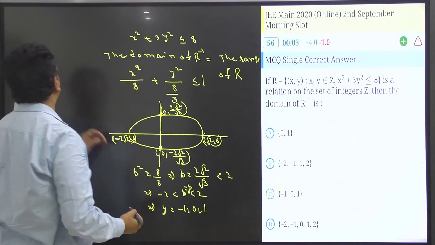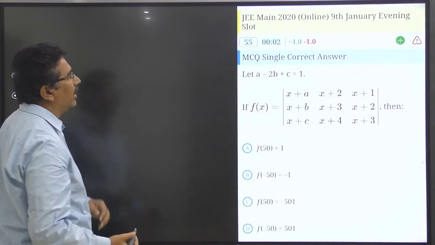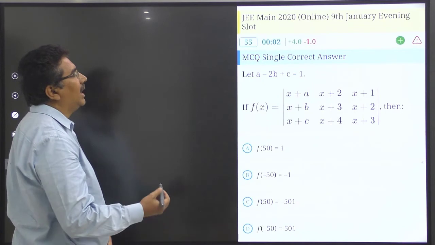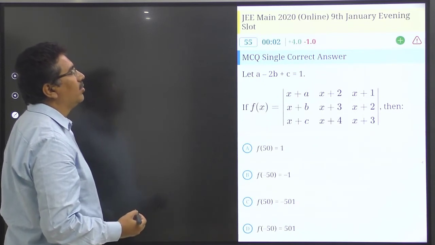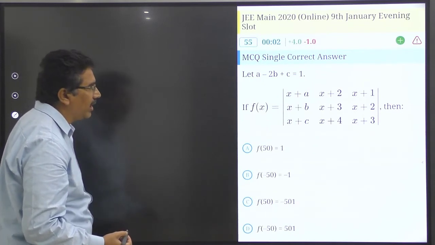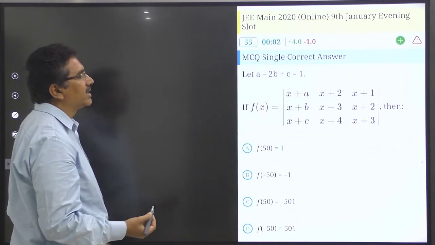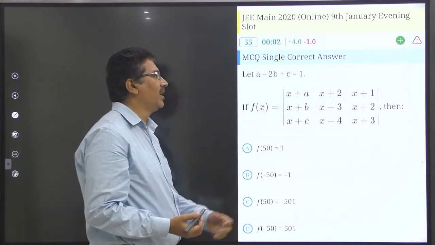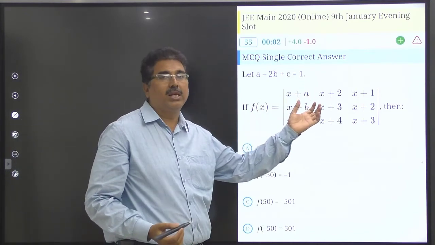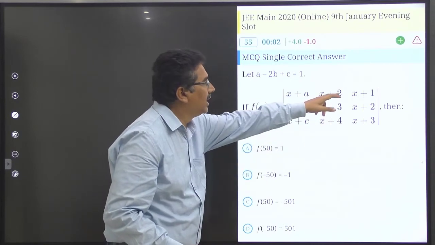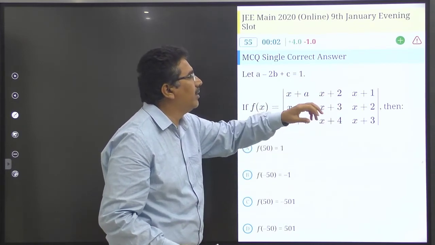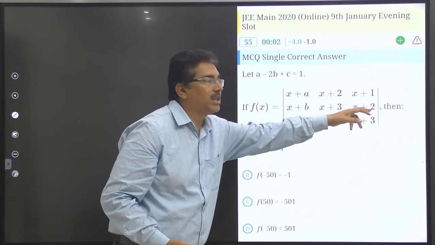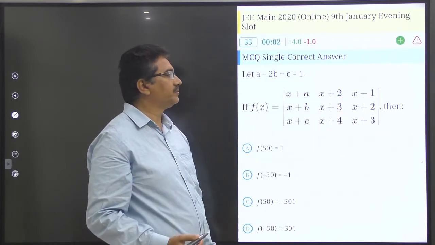Now let us see the next one. Let a minus 2b plus c is equal to 1, given f of x is a determinant. Observe the determinant: here 2, 3, 4 are in AP, and here 1, 2, 3 are in AP.